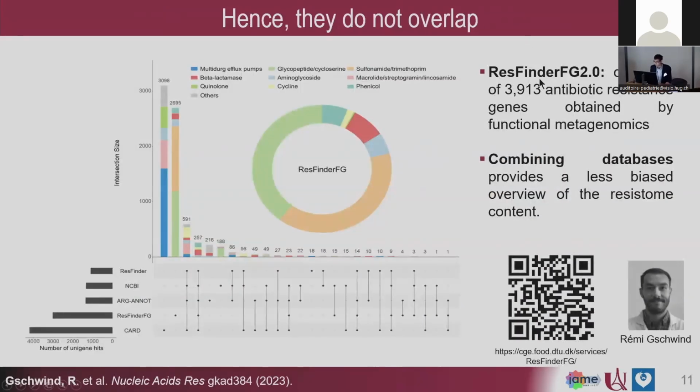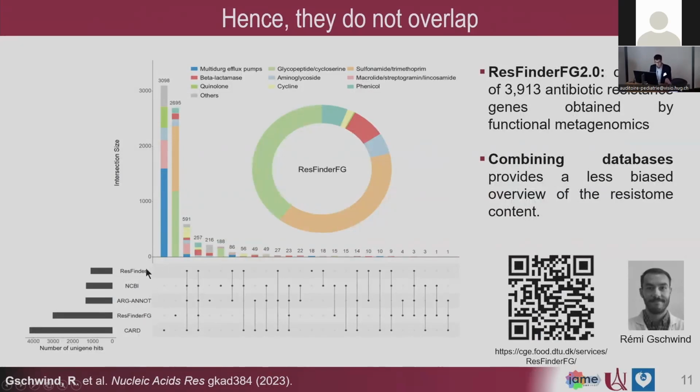So together with Rémi Gvin, the postdoc in the lab, we've been developing a database which is dedicated to collecting all the resistance genes identified by functional metagenomics, covering different environments, the gut microbiota, many anaerobic bacteria. And we did a comparison of this database with other popular databases such as the NCBI's, CARD, ResFinder, and also Argonaut.